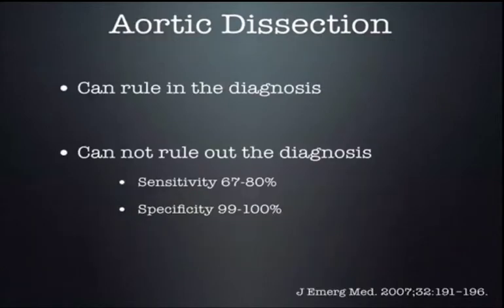Now, with regards to ultrasound evaluation for aortic dissection, we can certainly rule the diagnosis in, but you can see here that the sensitivity is only 67 to 80%. So you certainly cannot rule out the diagnosis. And as you'll see again later, if you clinically think the patient has aortic dissection and the ultrasound is normal, you have to continue the workup with some other imaging modality.